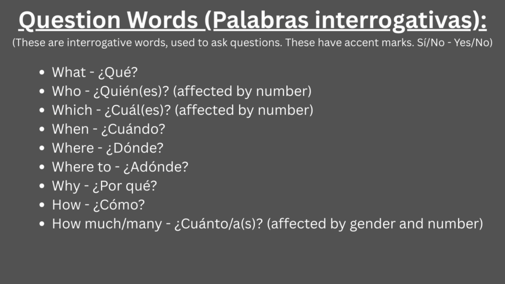What is ¿qué? Who can refer to singular and plural objects. ¿Quién? ¿Quiénes? The same is true about which. ¿Cuál? ¿Cuáles? When is ¿cuándo? Where is ¿dónde? Where to is ¿a dónde? Why is ¿por qué? How is ¿cómo?